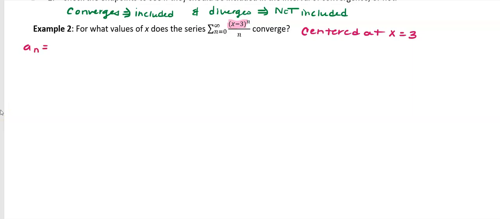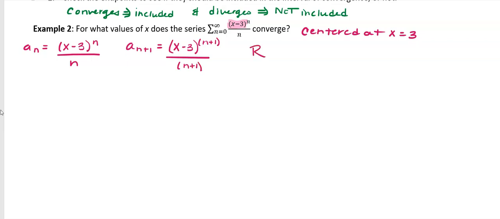So a sub n is what we're starting with. So that's x minus 3 to the n over n. And a sub n plus 1 would be, again, anywhere you see an n, you're going to put in an n plus 1. And again, we're doing this because we're trying out the ratio test. Okay, so that's why we're figuring out our a sub n and a sub n plus 1.